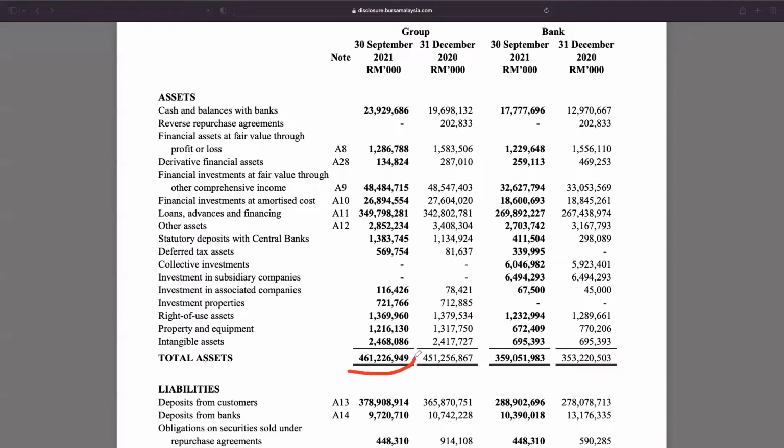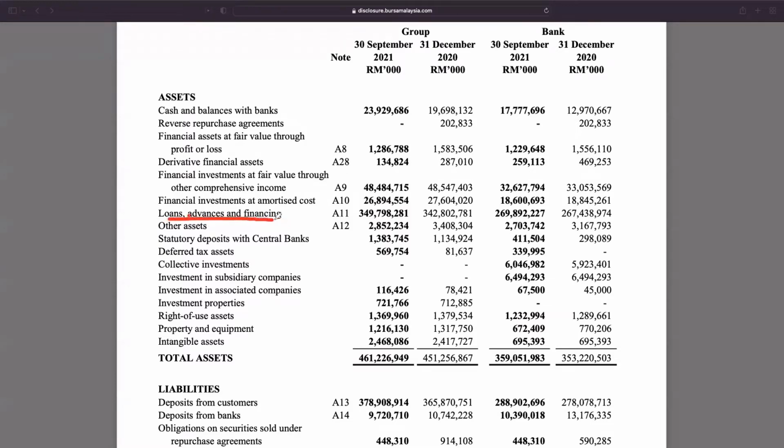You see total assets here is 461 million. Okay, what is the biggest of this all? You will notice that it belongs to this one, close to 350 billion. Why this? This is loans, advances, and financing. Meaning to say, when you borrow money from the bank, like you want to buy a house, it belongs to this category. To you, it's a debt, but to them, it's an asset.